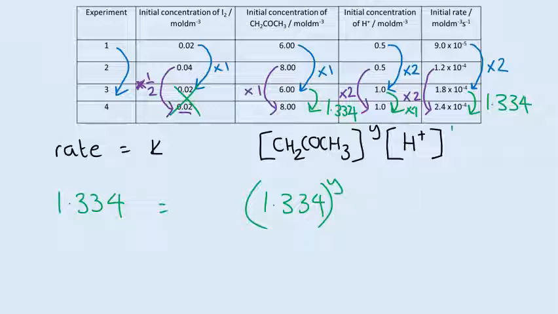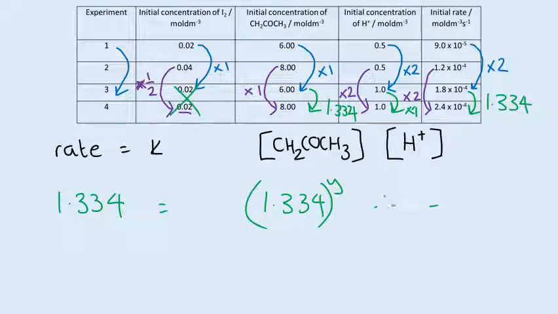Remove that. 1.334 equals 1.334 to the power of what? Well, that means that y is 1. So it's first order with respect to CH2, CO, CH3. So I can change the y. That's a 1. Again, we don't bother writing the 1.